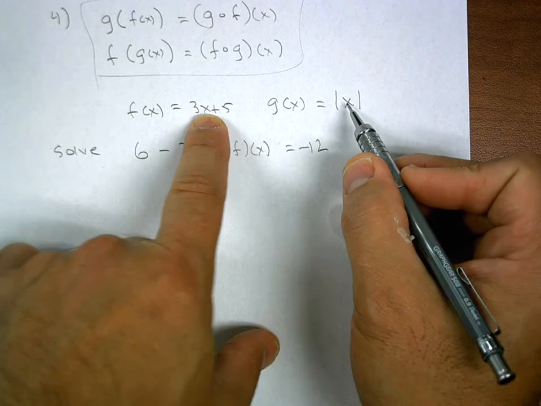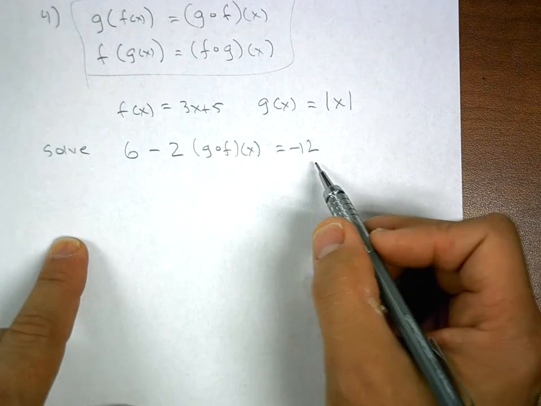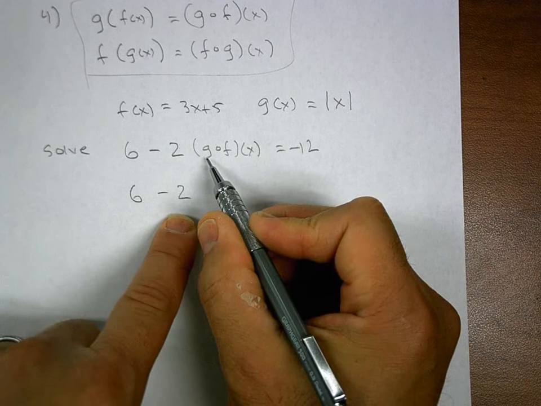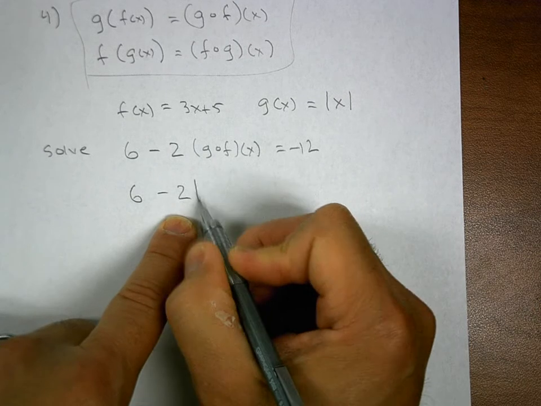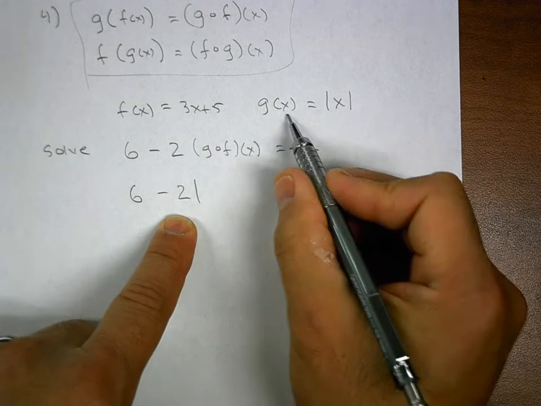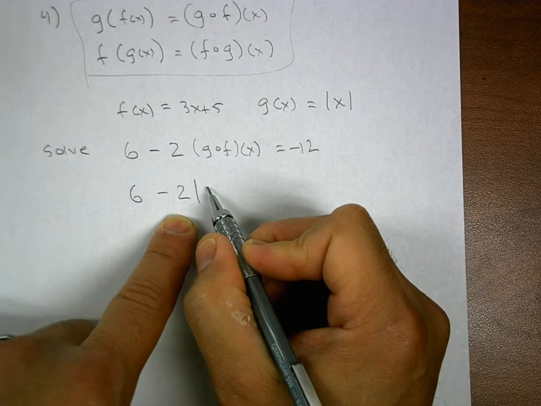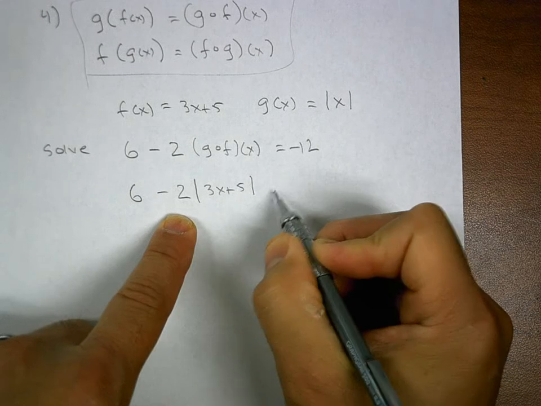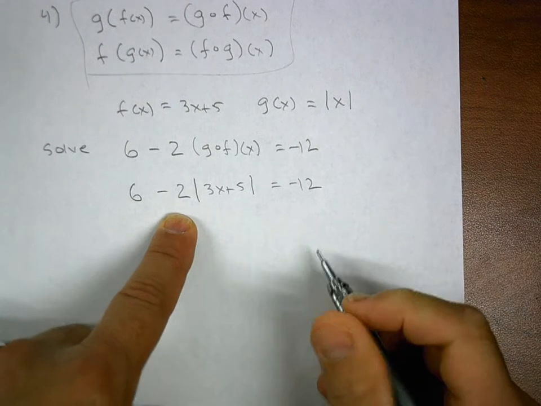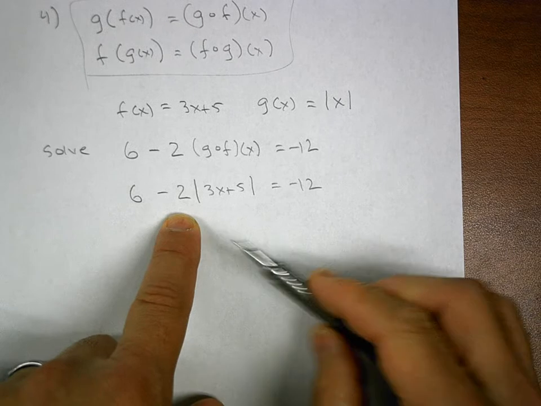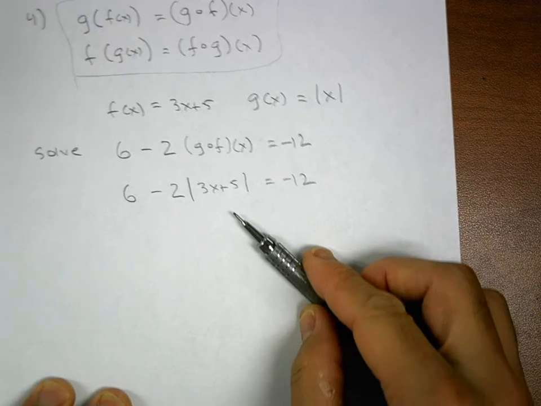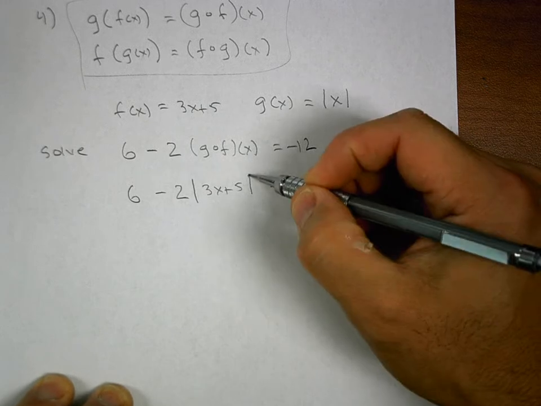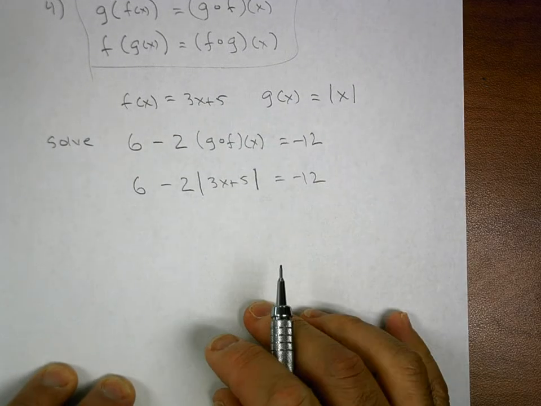So let's go back over to here and write our equation. 6 minus 2 times g of f of x. g of x is the absolute value, so it's absolute value of 3x plus 5, and then equals negative 12. So it's just another step to write out what your equation is. Now we just do a little bit of algebra and solve this thing.